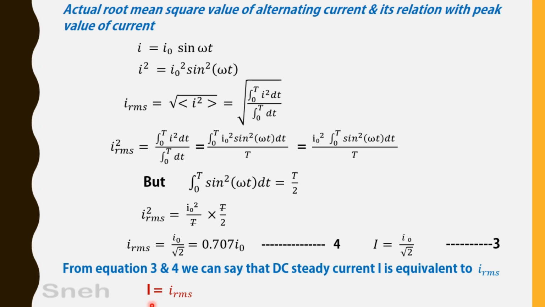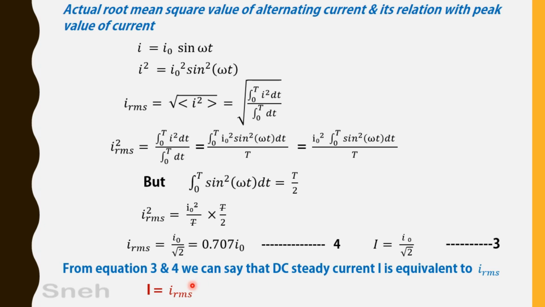So we can write I is equal to IRMS. So we come to the conclusion from this that IRMS is equivalent to the DC current which is flowing through the circuit for generating the same amount of heat.